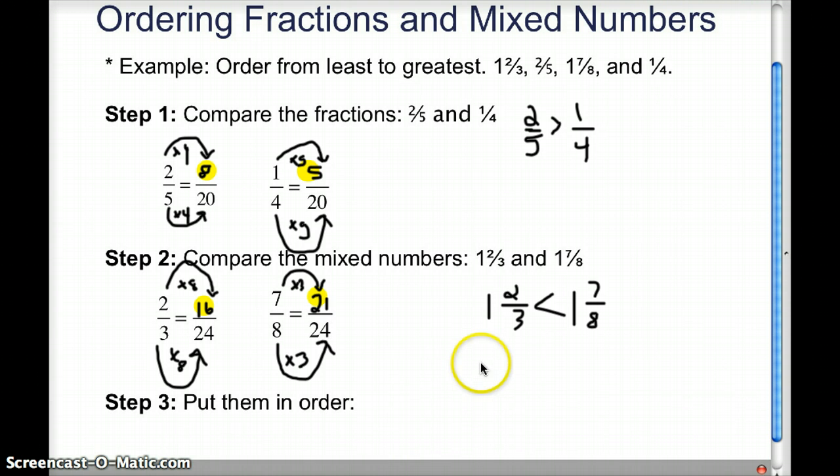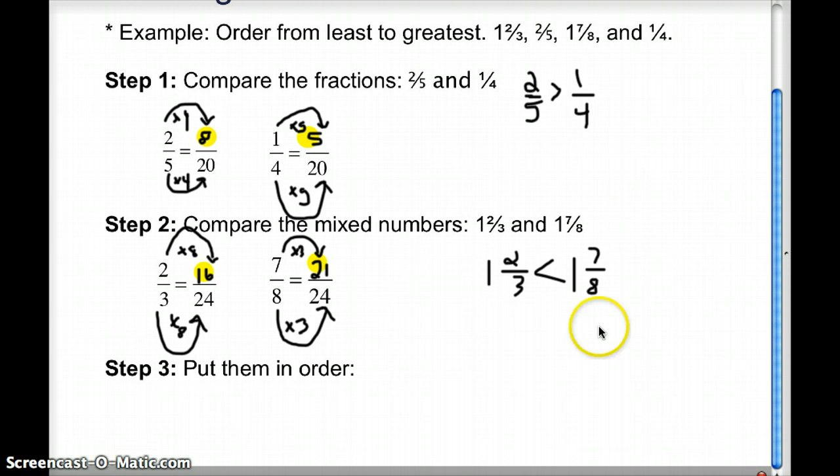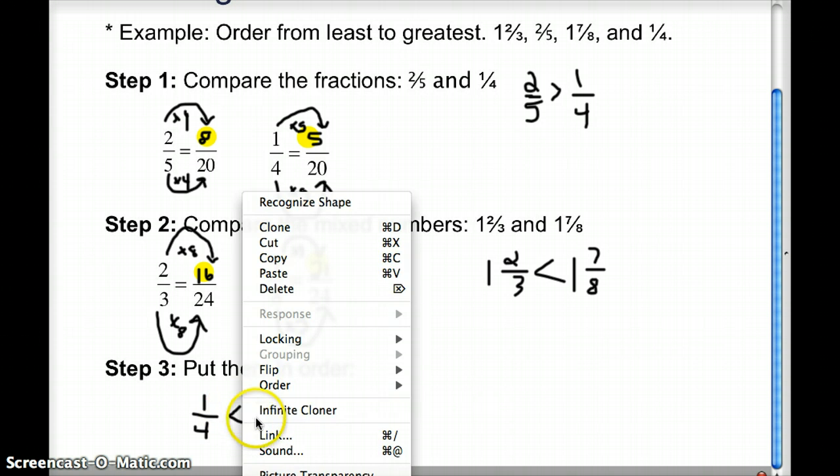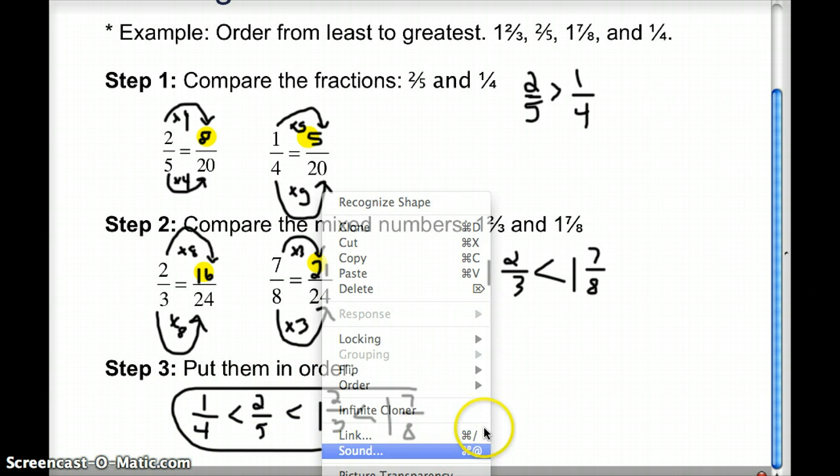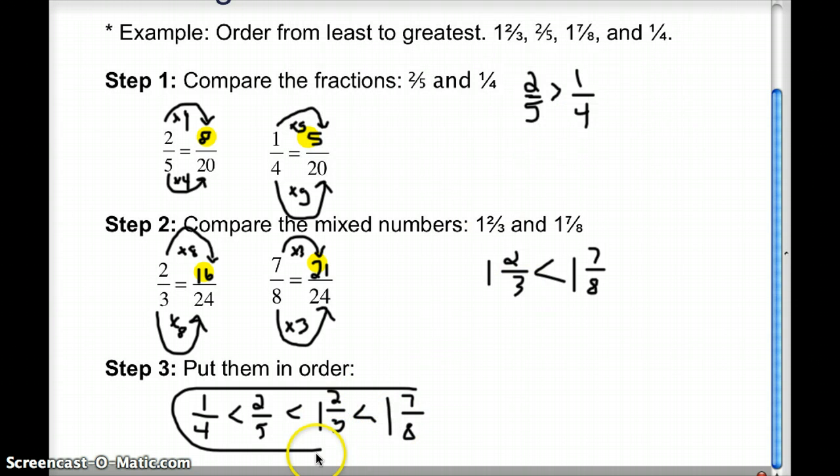The last thing we need to do is put them in order. So clearly, the proper fraction ones we're going to order first since we're going from least to greatest. So 1/4 is less than 2/5, which is less than 1 and 2/3, which is less than 1 and 7/8. There is our final answer.